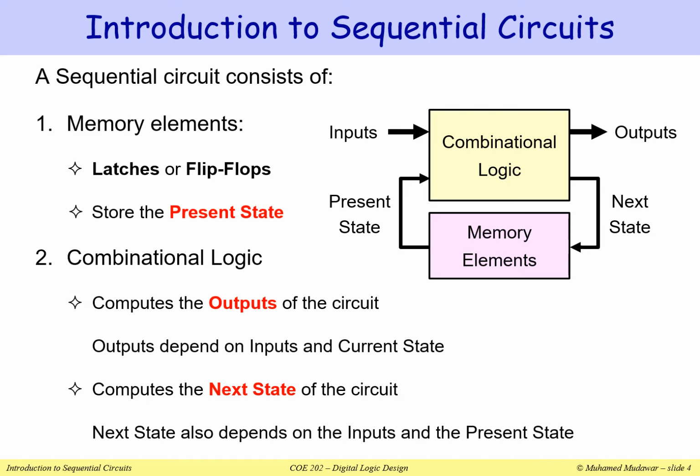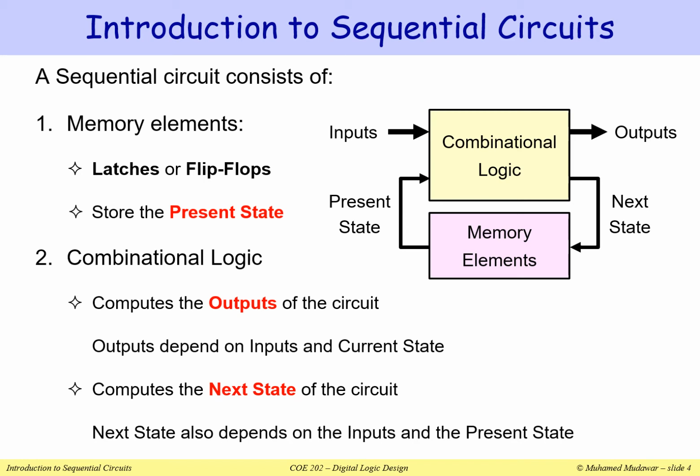The combinational logic is going to receive some inputs, is going to receive the present state from the memory elements, and is going to compute the outputs of the sequential circuit. Notice that the outputs depend on the inputs as well as the present state. Therefore, even for the same inputs, you get different outputs if the present state is different. So the output can change based on the value of these memory elements.